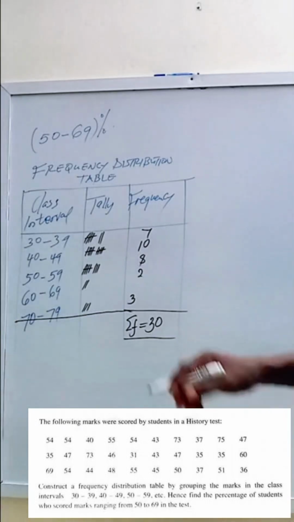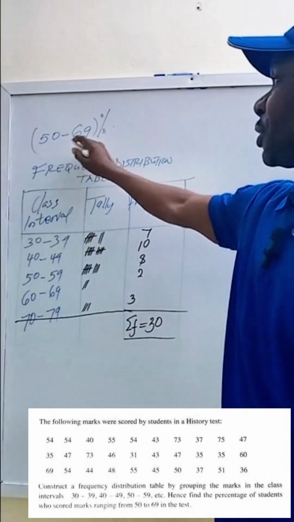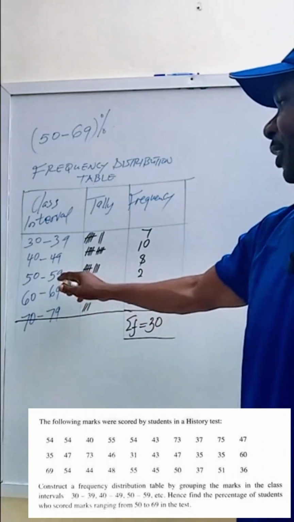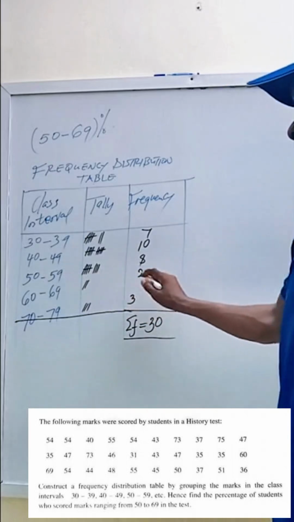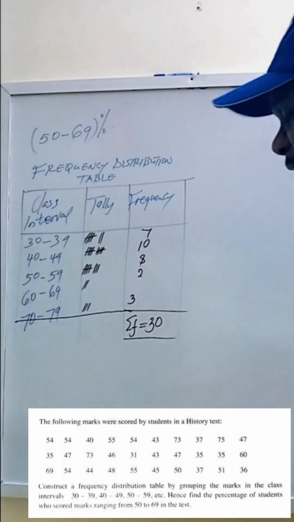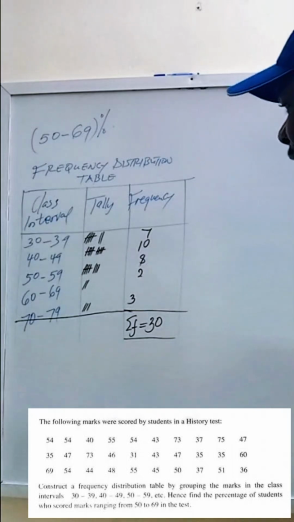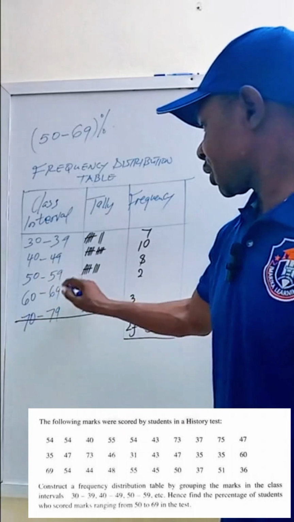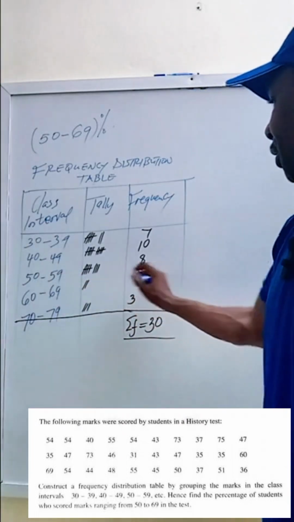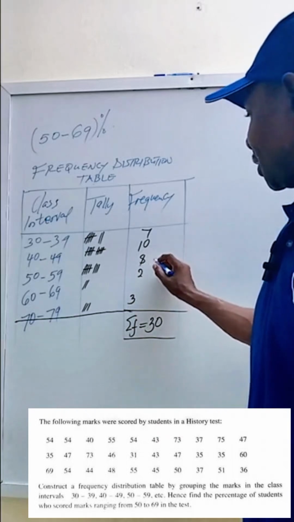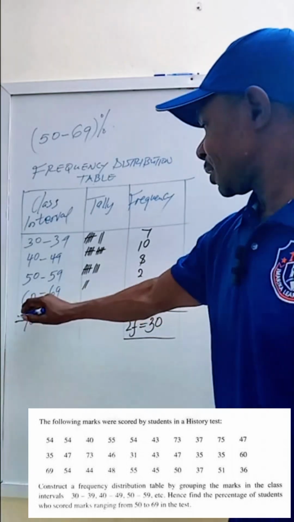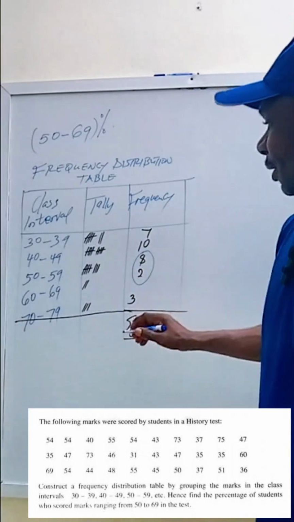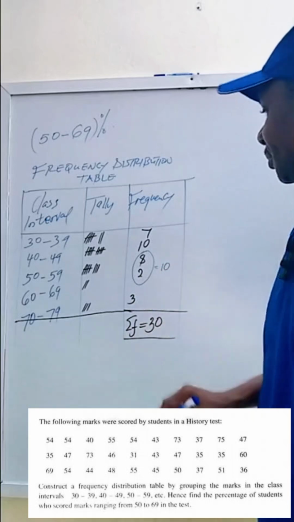The question asks us to find the percentage of students who are in the range from 50 to 69. How do we get that? 50 is this one, the middle one. How many are there here? Let's get the total. We have to add from 50 to 69, meaning from this interval to this interval. Here we have 8, and for 60 to 69, there are 2. When we add them, what do we get? They are 10.